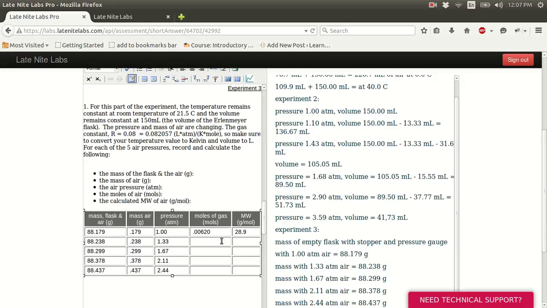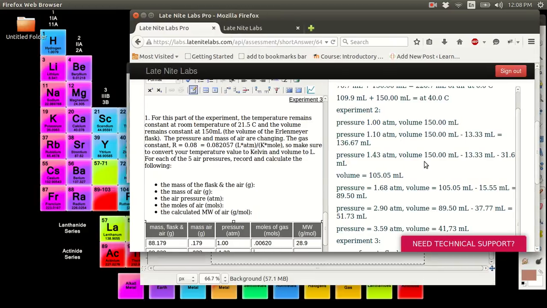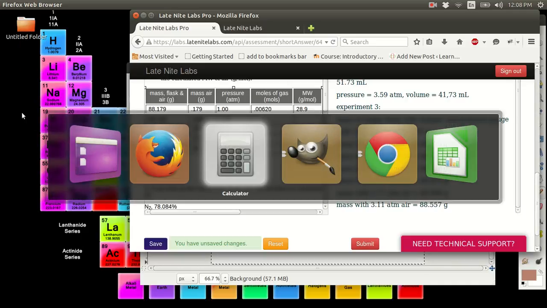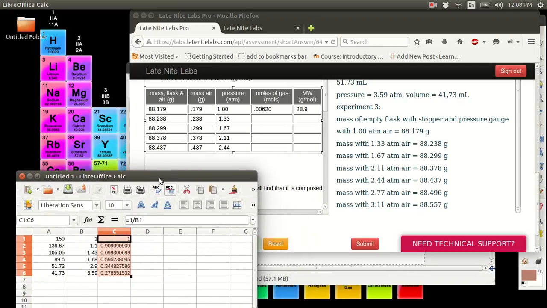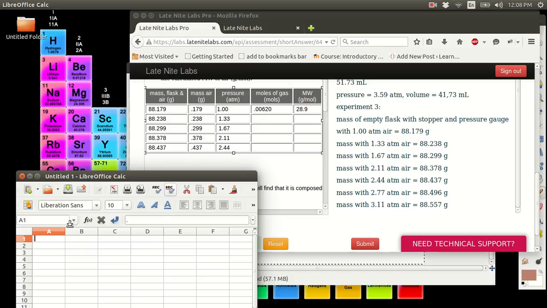Okay, now I'm not going to calculate these by myself. That's going to take too long, and it's going to be too much use of the calculator for me. You can do this all on your calculator if you want, but I'm now going to do this using my favorite spreadsheet program, the free OpenOffice Calc. So here it is. The relevant data for calculation are 0.179, 0.238, 0.299, 0.378, and 0.437. And then the pressures are 1.33, 1.67, 2.11, 2.44.